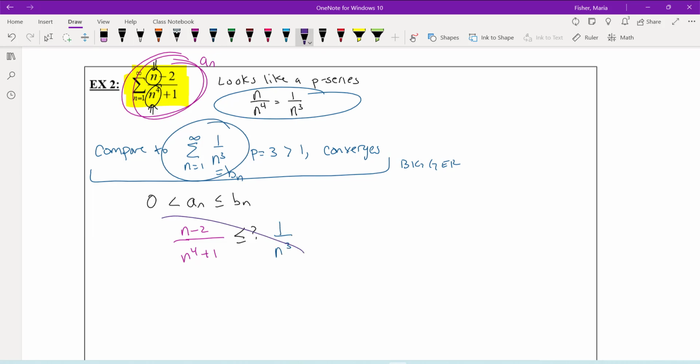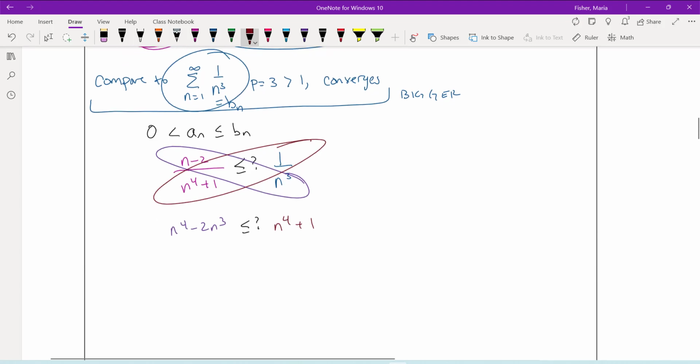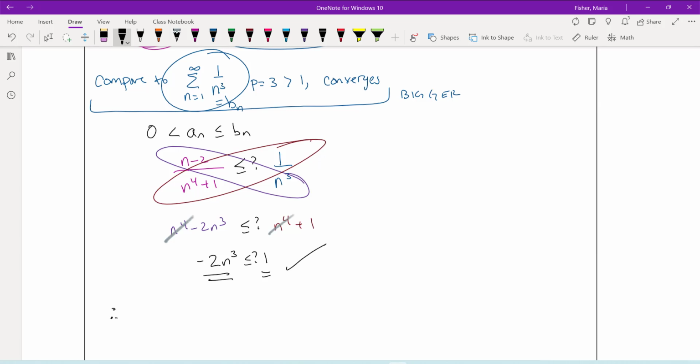Cross multiply. N to the fourth minus 2n cubed, is that less than or equal to n to the fourth plus 1? If you can't tell at this moment if this inequality is true, you can use algebra to simplify it. You can cancel out the n to the fourth from both sides, and all you're left with at this point is negative 2n cubed less than or equal to 1. Is that a true statement? Yes, a negative is always going to be smaller than 1. Therefore, by the direct comparison test, your series converges.